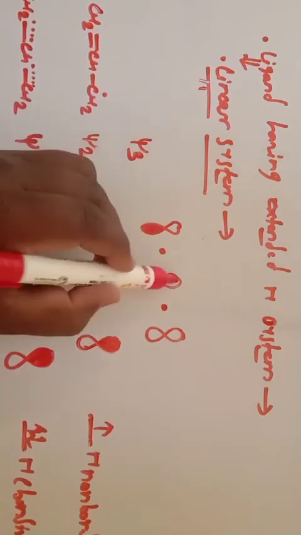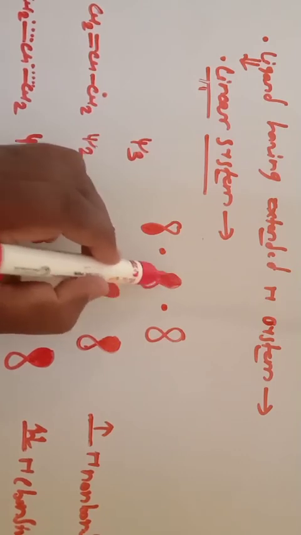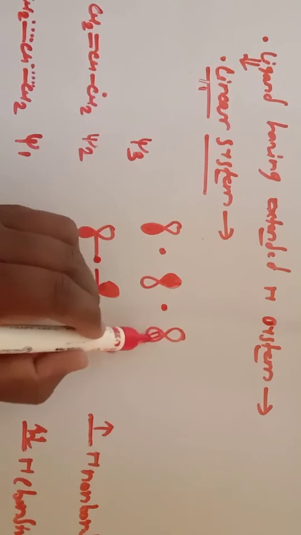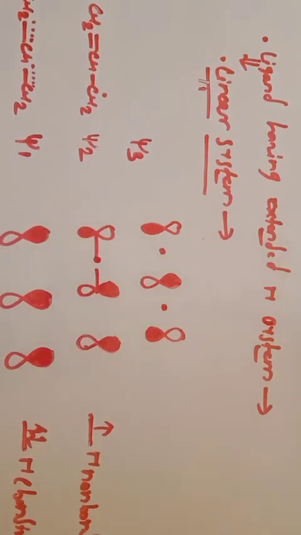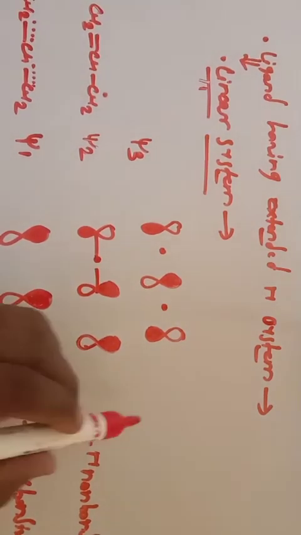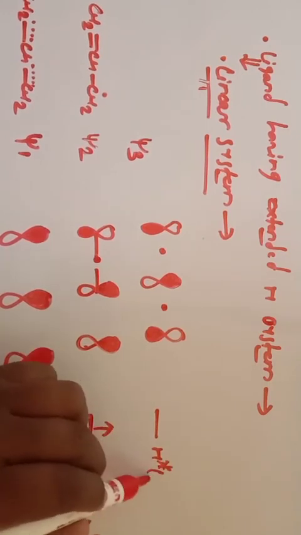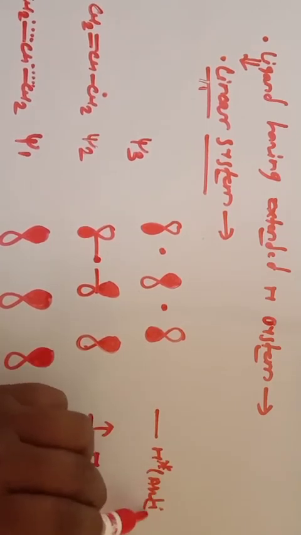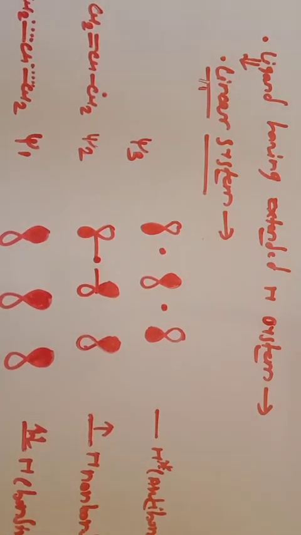all three p orbitals are in different phase, and there should be three nodes, and it is your empty pi star orbital, an antibonding orbital. Empty antibonding orbital is there. This is your psi 3.